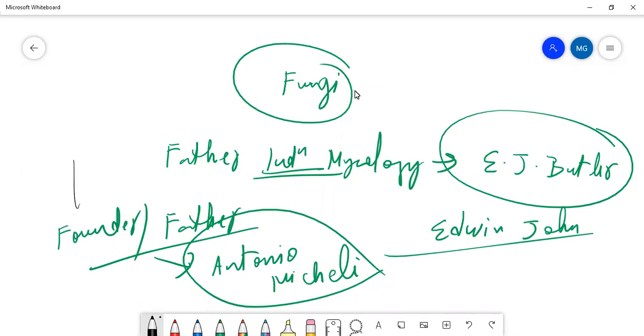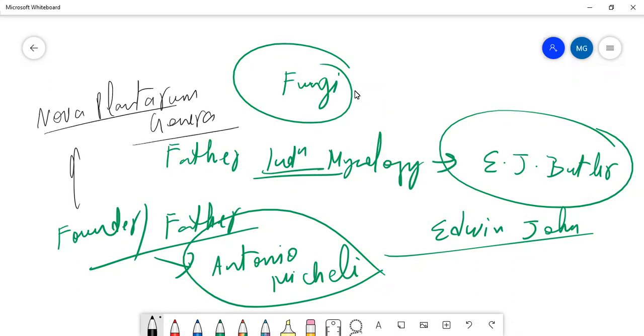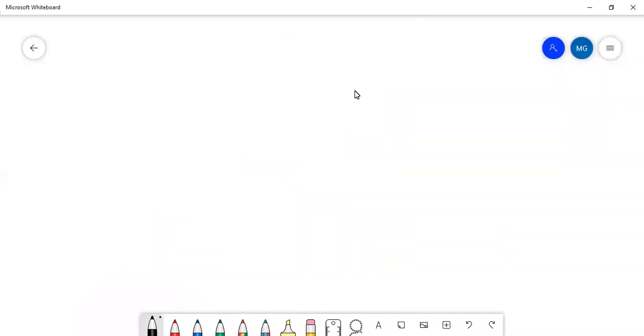So you don't have to write it down, but this is Nova Plantarum Genera. This is the book which is written by Mr. Antonio Micheli. Okay.